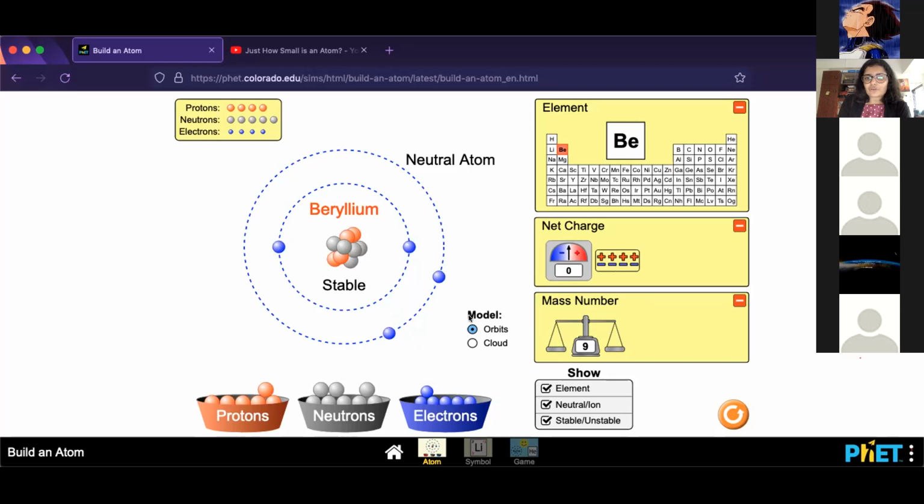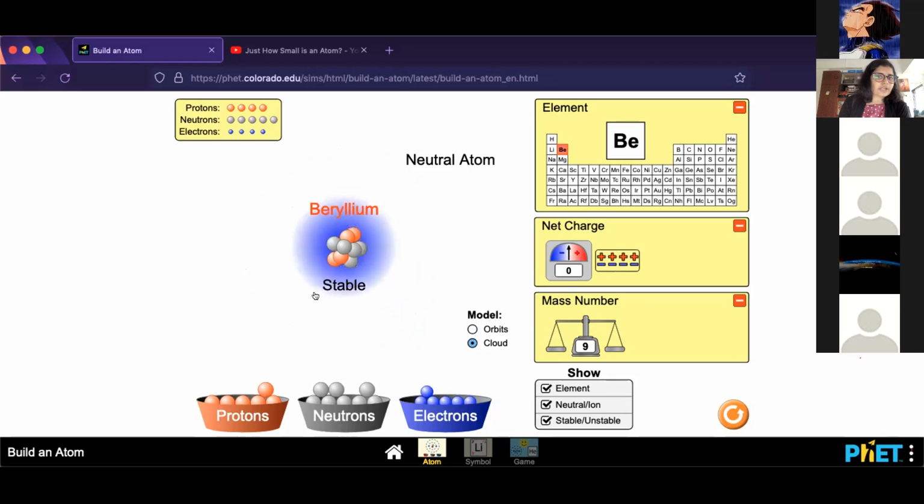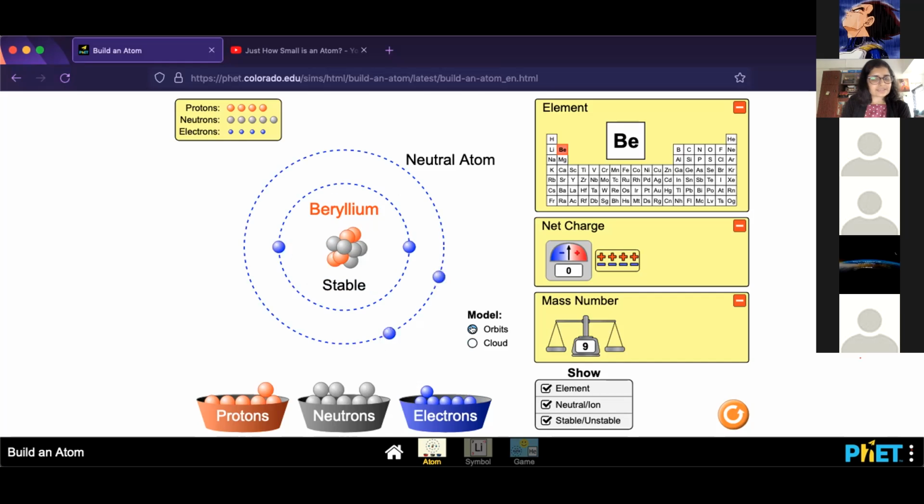Do you see here something called model, orbits, and cloud? So orbit is what we use for easy representation on paper, but in reality, this is what an atom would look like. The electron, you can't exactly pinpoint where the electron is, like which one is the electron. There's something called the cloud model. It just appears like a cloud outside of this. So this is what reality looks like. But on paper we can't just keep drawing clouds, right? That's why we use orbits and shells for showing it.